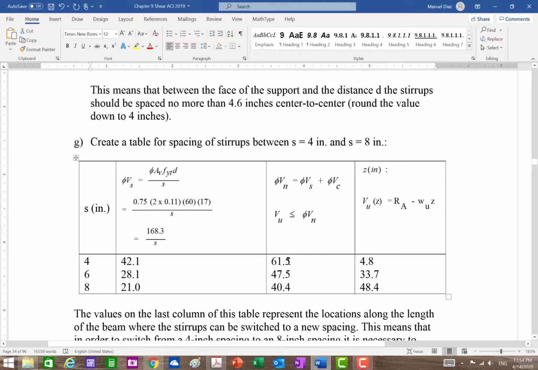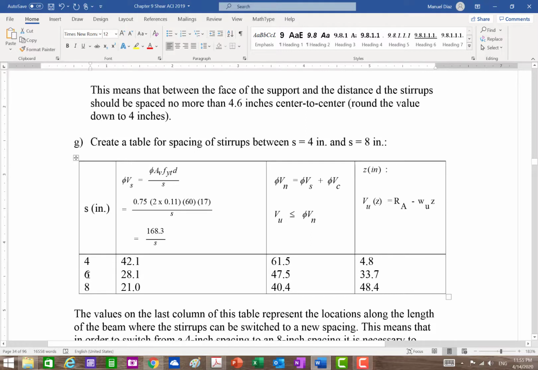So what this means is that I have to use the spacing of 4 inches until my shear is at least 61.5. If I can get it lower, even better. But if it's higher, I cannot change to 4. I cannot use anything less than 4. So a spacing of 4 has to be used all the way till the shear equals 46.1.